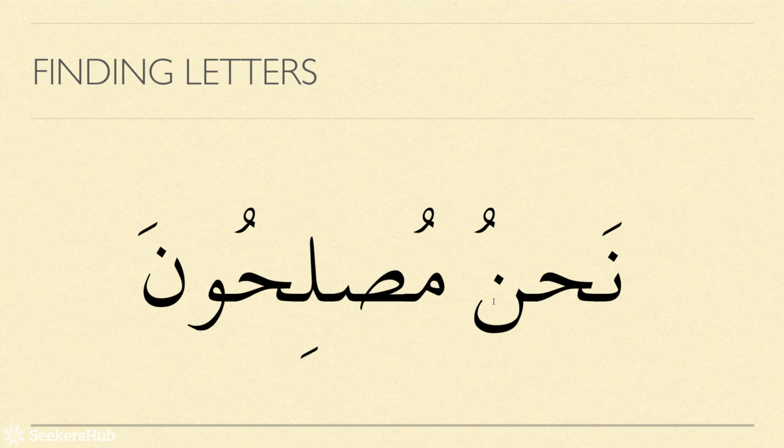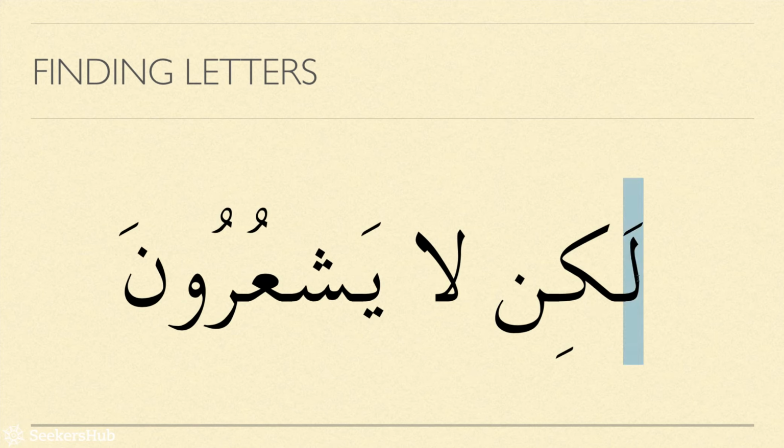Nahnu muslihun, we are peacemakers. Noon, the one dot on top, followed by the ha, nah. Noon with a dhamma, nu, nahnu, we. Meem with a dhamma, followed by a sad, mus. Lam with a kasra, li, musli. Ha with a dhamma, followed by the waw, hu, and then the noon, na. نحن مصلحون.